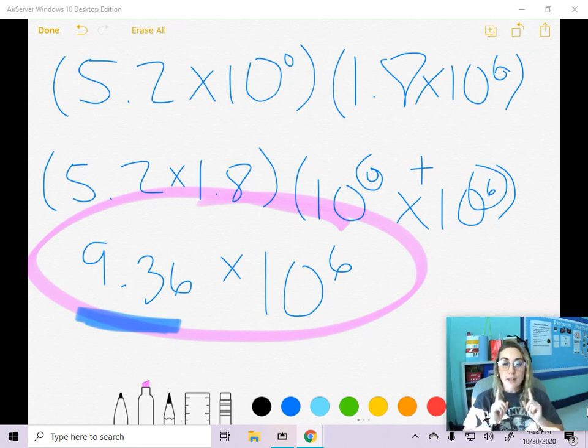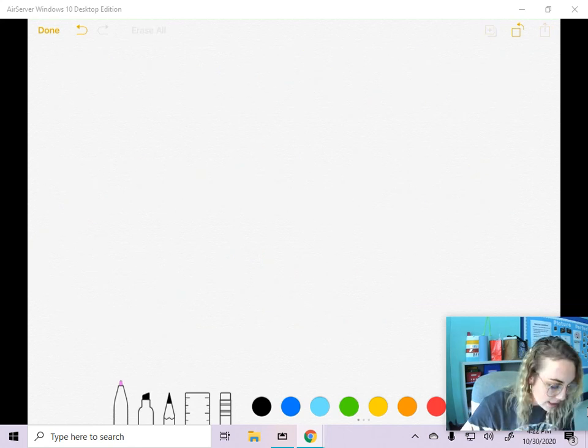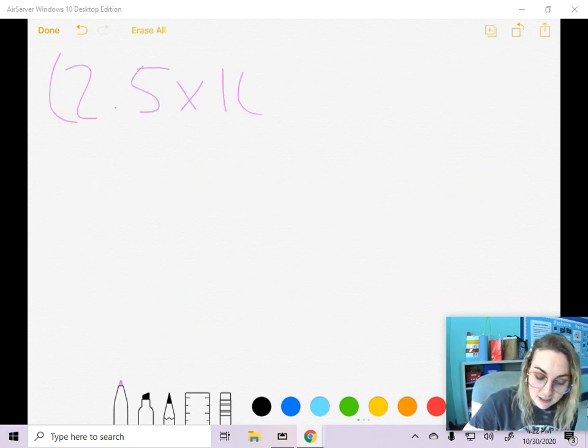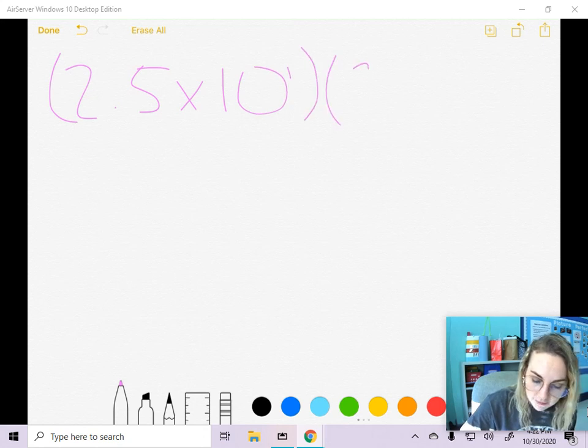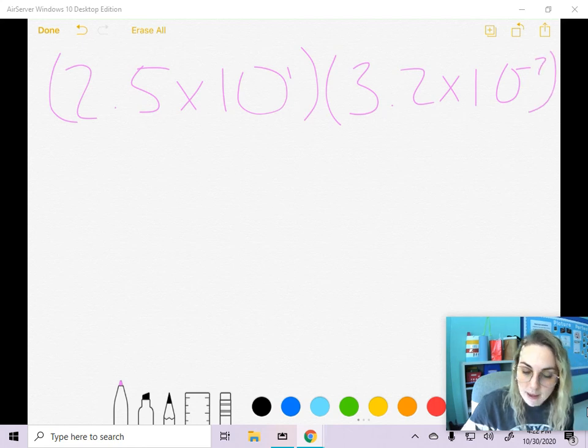I'm going to do one more example of this, and then I'll move on to division. Again, let's say you have 2 and 5/10, and you want to multiply that by 10 to the first power. And then you have 3 and 2/10, and you want to multiply that by 10 to the negative second power. That's a really ugly 2.